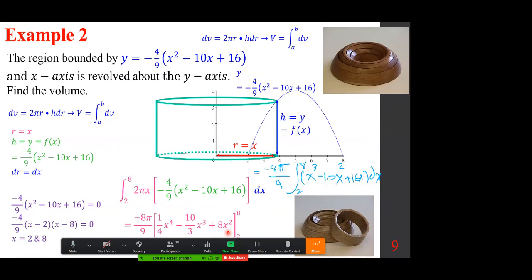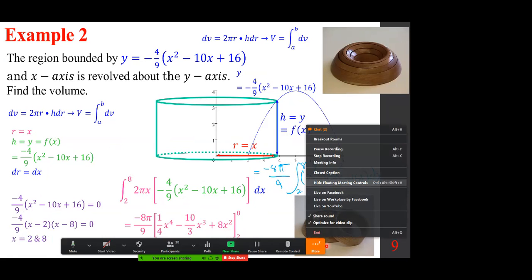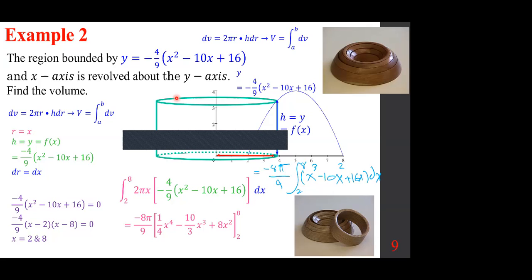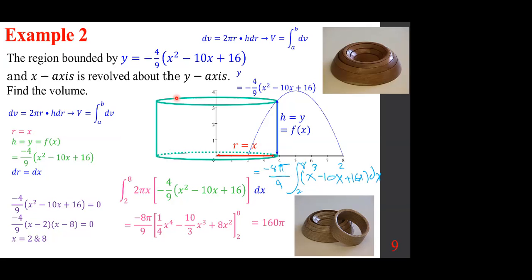And you just got to plug in 8 and 2. It does take a little bit of time. I leave it for you to finish it. I hope you realize it's not too bad and it is doable, everybody.